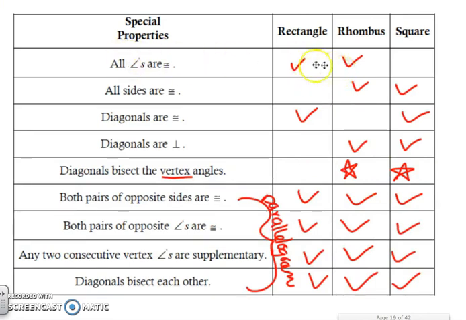So all angles are congruent in a rectangle and a square, not a rhombus. All sides are congruent in a rhombus and a square. The diagonals are congruent in a rectangle and a square. And then the diagonals are perpendicular in a rhombus and a square. Now what this means, the diagonals are bisecting the vertex angles, that means, do the diagonals cut the angle in half? And that is true in a rhombus and a square.